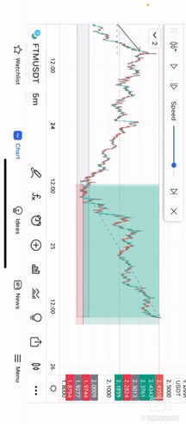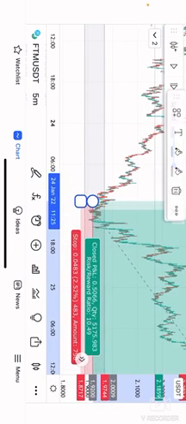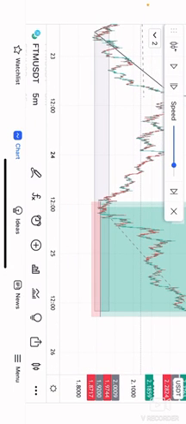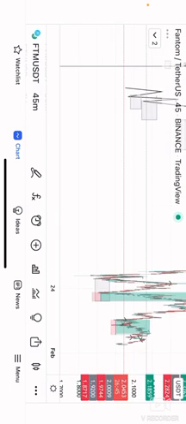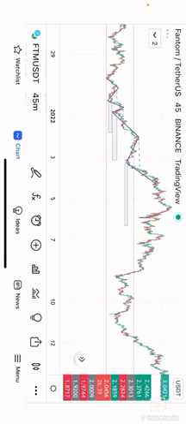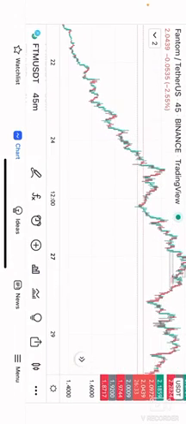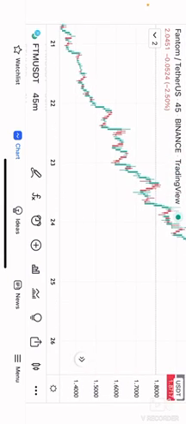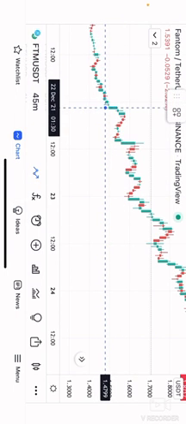Okay, so as I was saying, this is the valid demand. Let's go to another one. Let's continue to see if we can see another demand. These are demand zones here too. So demand zone is where you just look for entry. So this is a demand zone.